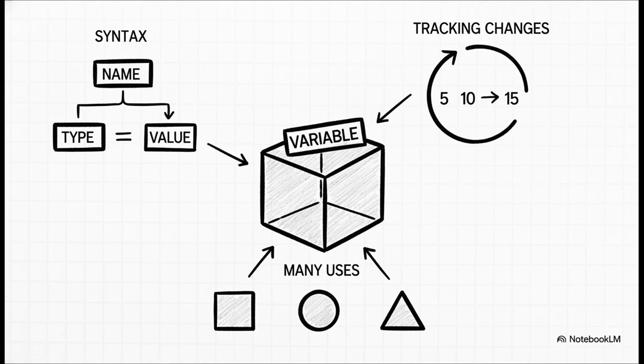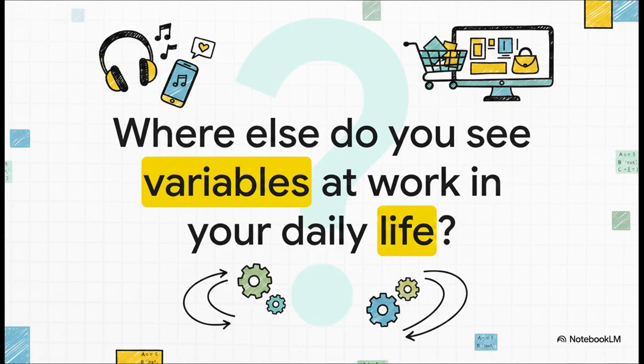So let's wrap this all up. What are the big takeaways? First, a variable is just a labeled box for storing your data. Second, the basic way to write one is name: type = value. And most importantly, variables are absolutely essential because they let your code track changes and keep it super efficient by not repeating yourself. So now that you're in on the secret, I promise you're going to start seeing variables everywhere.